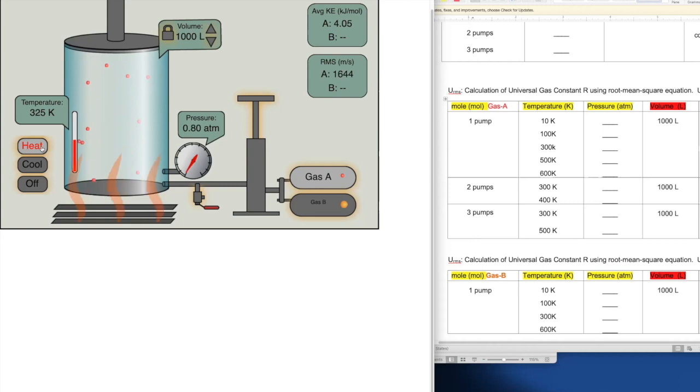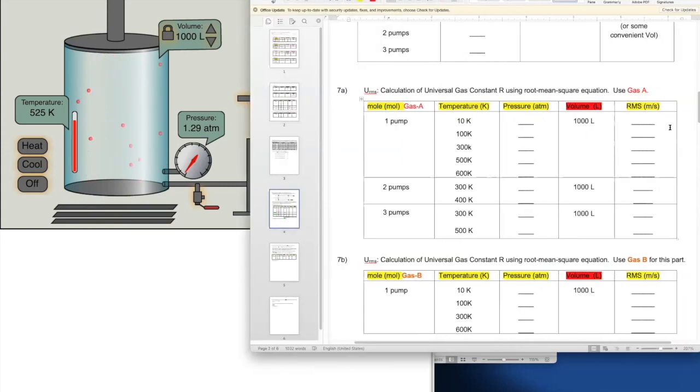I'm sorry, Professor, can I ask a question, please? Sure. The average KE, the kilojoules over moles, you said we could write that down. Where would we write that down? Just write it next to anywhere here. I don't think you really use it, but it's nice to see that the kinetic energy is going to increase with temperature. Okay, so it's not really used in the equation, it's just provided for you, so that you can see the relationship there.